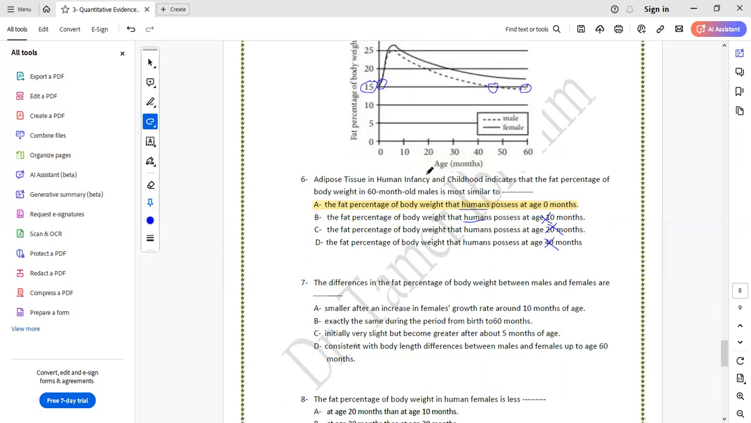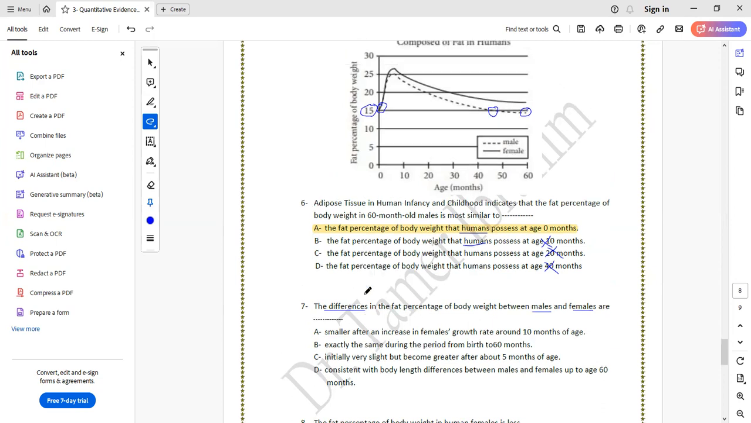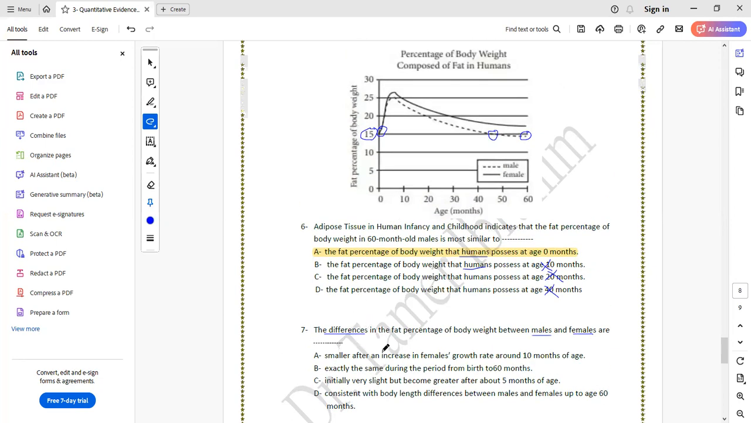Number 7, the same thing for the same graph. The difference in fat percentage of body weight between males and females. I need the difference between males and females. Smaller after an increase in female growth rate around 10-month age. Okay, if I look here at 10, it's not smaller actually. I need the difference between male and female. It starts to be bigger.